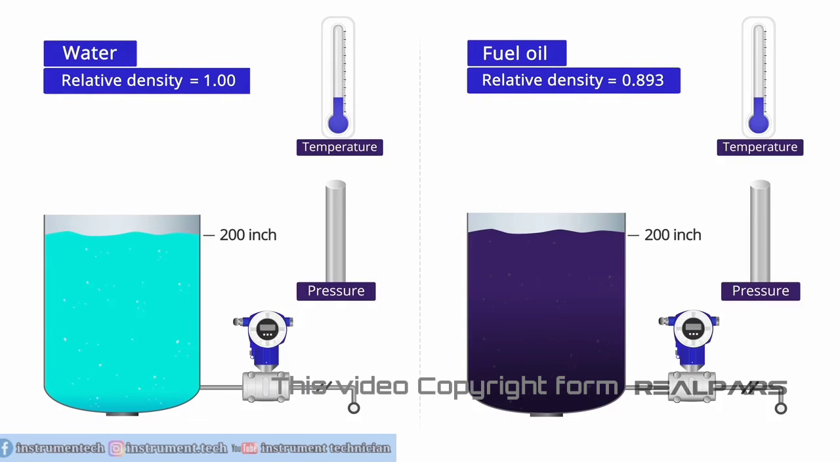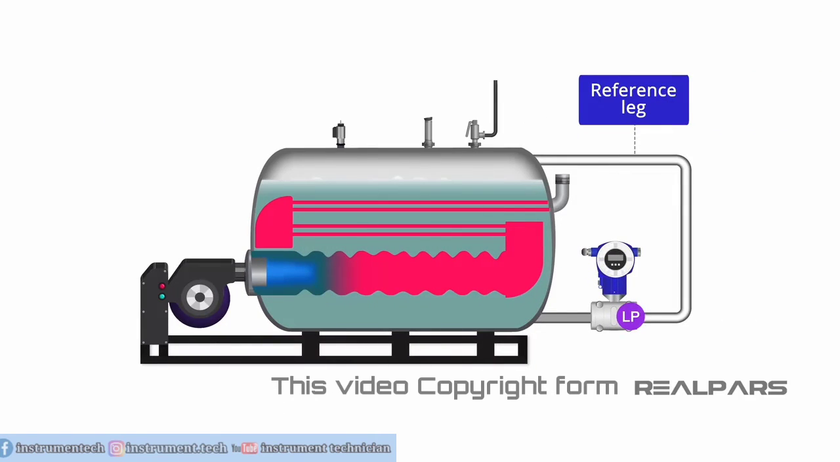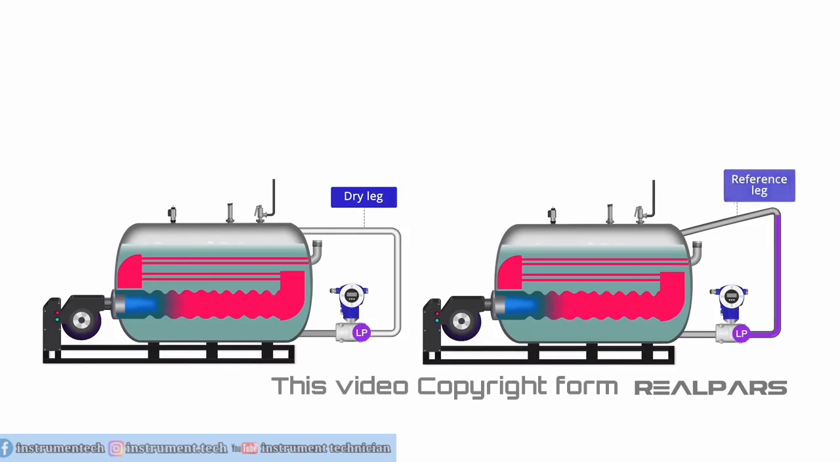Let's review what we've discussed. Liquid relative density and temperature have a significant effect on differential pressure transmitter level measurements. A reference leg is used to compensate for vapor pressure in closed vessels. A dry reference leg is called a dry leg. A wet leg is a reference leg filled with a liquid different from that in the vessel.